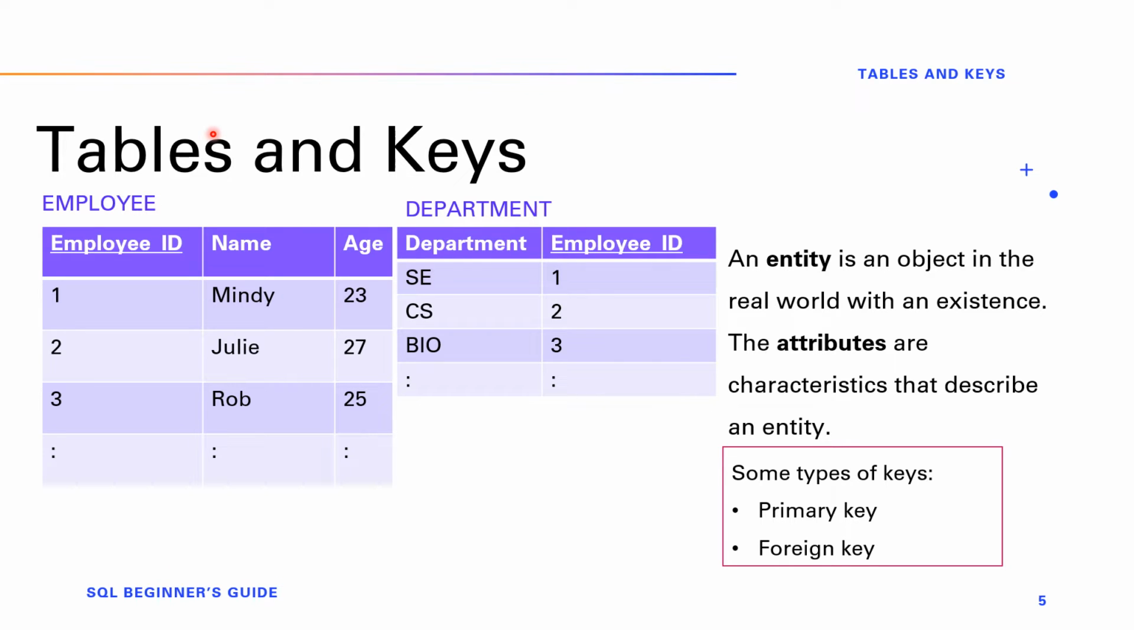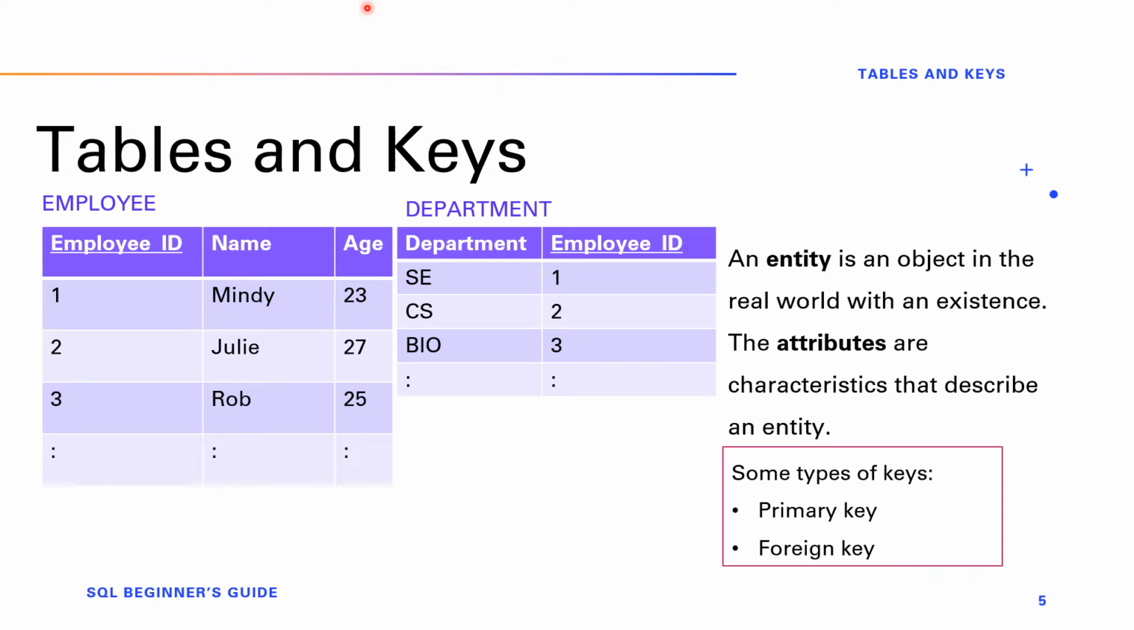Here we are going to talk about what tables and keys are. Tables are created based on entities. Now what is an entity? An entity is an object in the real world with an existence. Here employee and department are entities. We are going to keep information about these entities in these tables. The tables will have attributes. The attributes are characteristics that describe an entity. Here, employee ID, name, age are the characteristics of the employee, and in this table, department and employee ID are the characteristics of department.